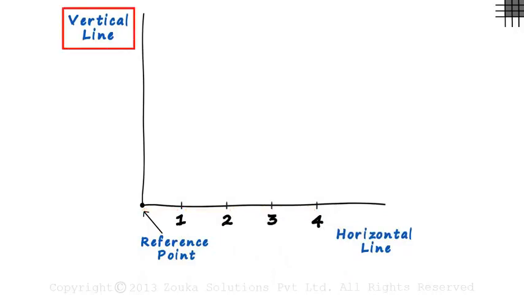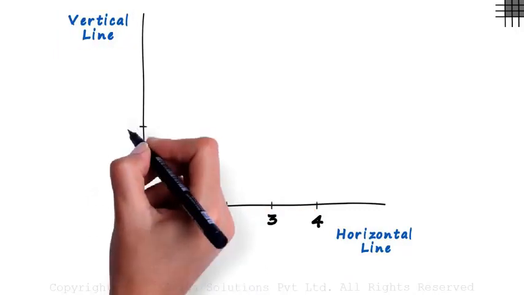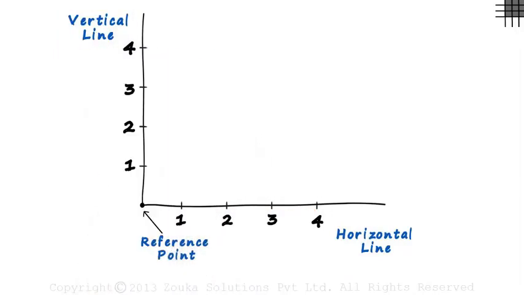Similarly, on the vertical line, we mark 1, 2, 3, 4 with the same interval length as we had on the horizontal line. There is no limit on the numbers we can mark on the horizontal and the vertical lines. So we mark these arrows at the end of the lines. Most importantly, the reference point will be the number 0.